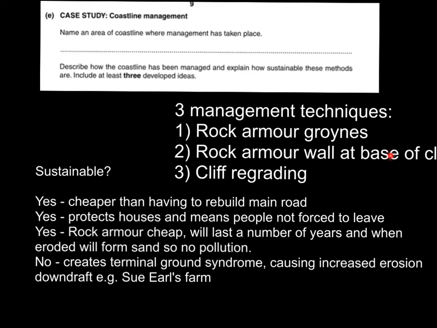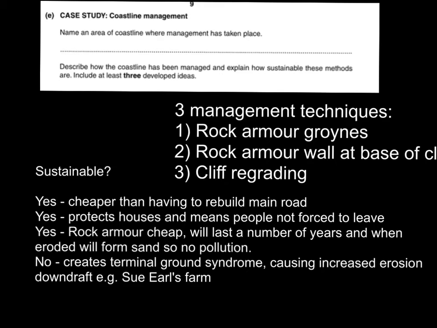Secondly, you've got a rock armour wall at the base of the cliffs. That's there to do 2 things. One, it's designed to stop the sea from actually hitting the base of the cliff, and it's also there to act as support to the base of the cliff to stop it slumping. And because this cliff is made of such soft material, a material called boulder clay, which is one of the weakest rocks imaginable, they've also regraded the cliff. What that means is that instead of having a steep cliff, they've deliberately taken the top of the cliff off to make it a much shallower cliff, so it's less likely to collapse.